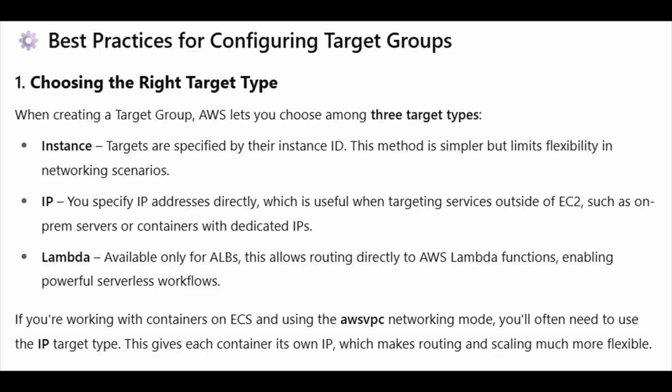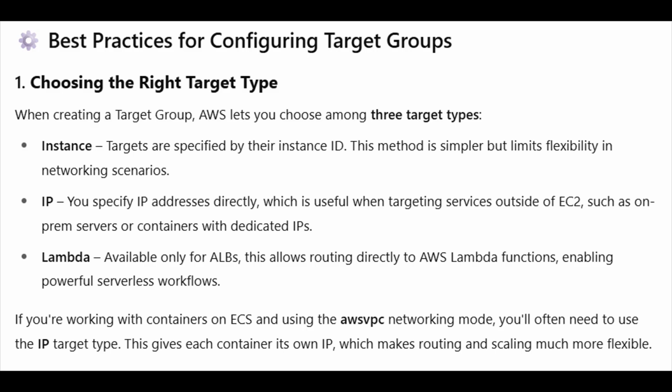Best practices for configuring target groups. 1. Choosing the right target type. When creating a target group, AWS lets you choose among 3 target types. Instance: targets are specified by their instance ID. This method is simpler but limits flexibility in networking scenarios.